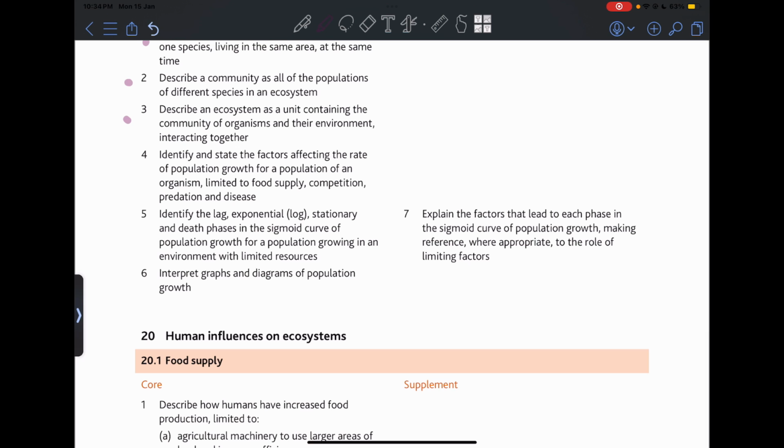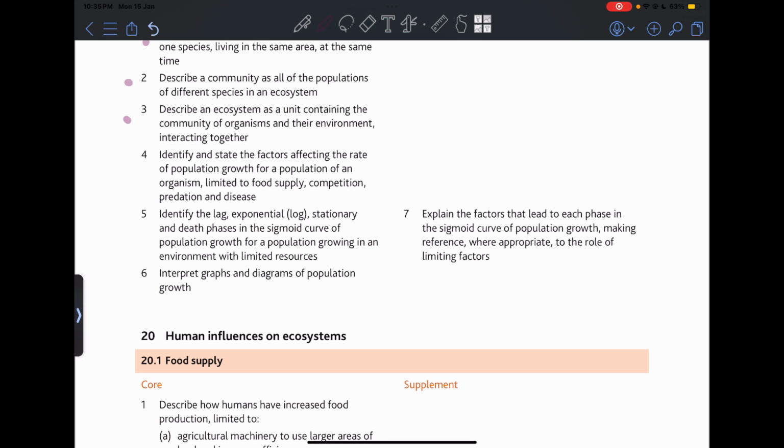Number 4 says identify and state the factors affecting the rate of population growth for a population of an organism, limited to food supply, competition, predation, and disease. Sometimes the rate of population growth will not be as required because sometimes there is a shortage in food. There is competition over food, so not all organisms will eat. Predation, sometimes there will be attacks on them, and diseases may actually reduce their population.